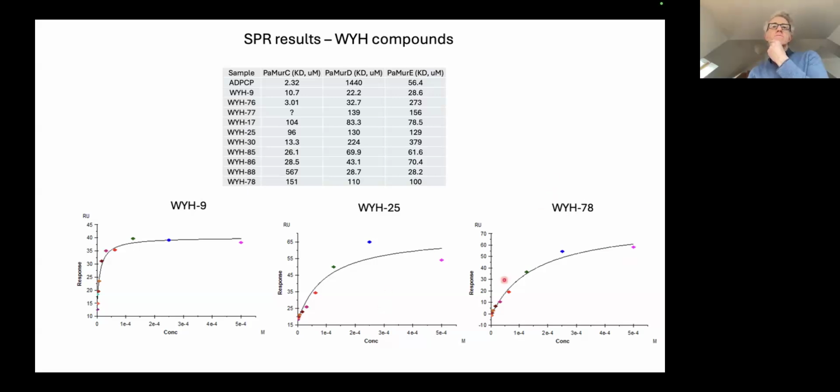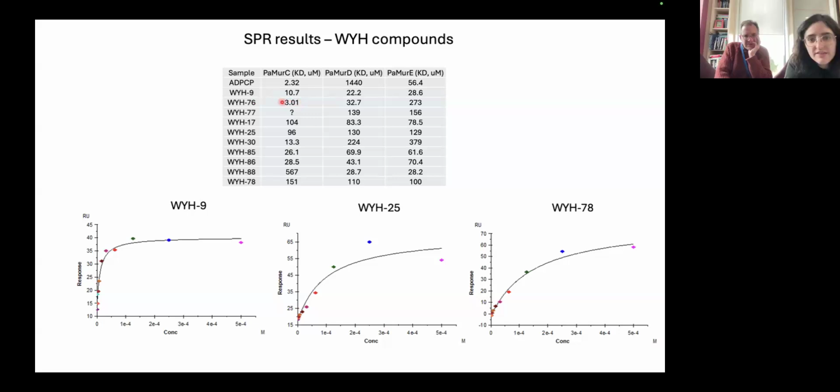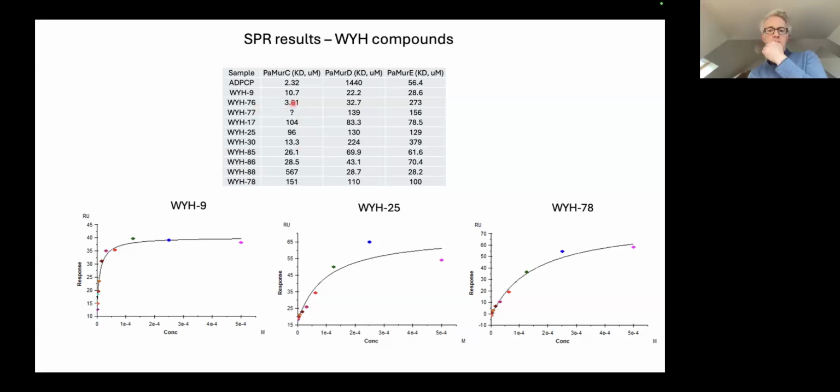It's 76. Sorry, second. 76, which has the 3 micromolar against MUR-C. That's one of the guanidinium compounds. It's interesting, the 76. We also got another 13. So I might actually go back and try to get some structures, for example, for that one, for 76.